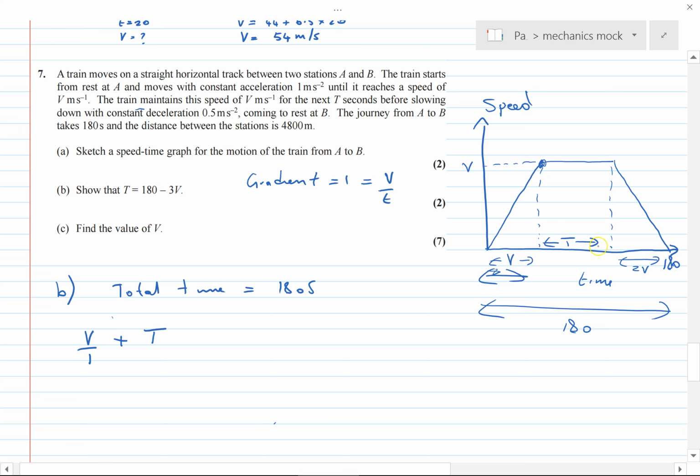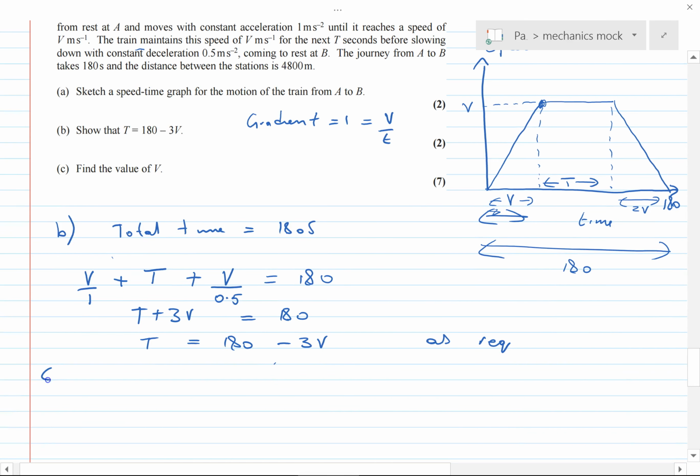Then we've got the t, which is for this section here, and then we've got this 2v bit, but again don't write 2v in because we need to make it clear why it's 2v, or that we're showing it's 2v. So it's v divided by 0.5. So that gives me v plus t plus 2v equals 180, so t plus 3v equals 180. So t is equal to 180 minus 3v as required. We've definitely shown it there. That's convincing enough.